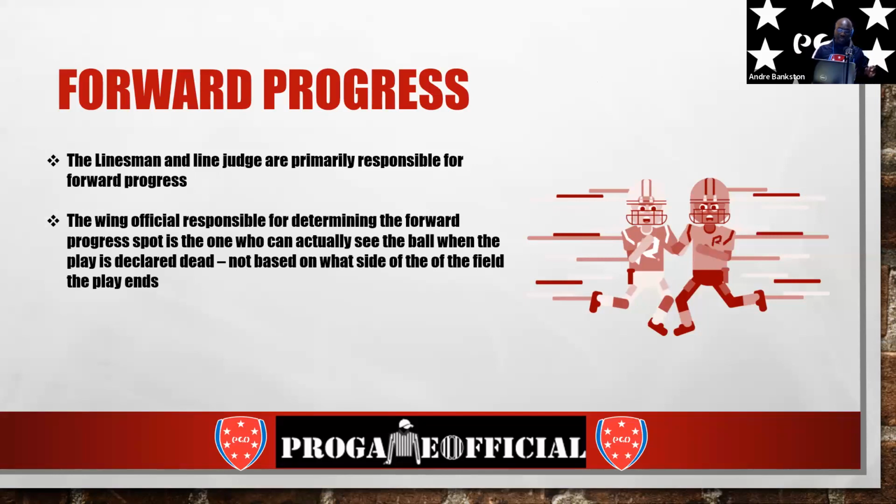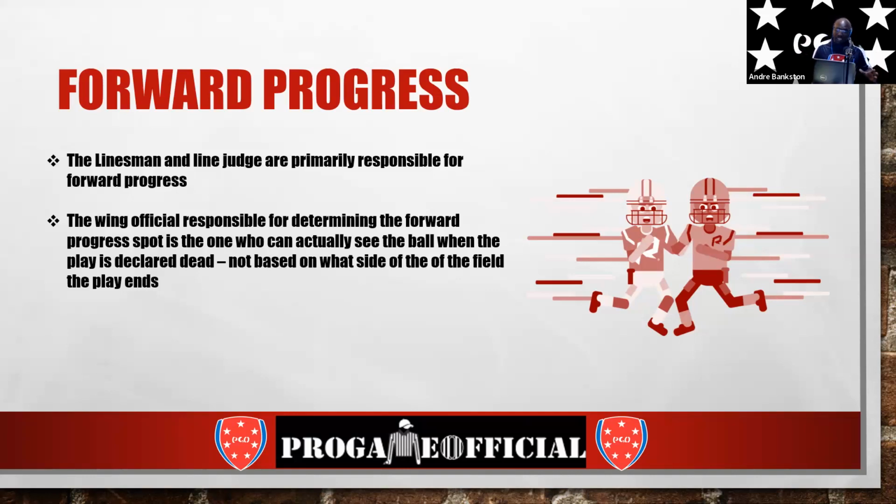Can't tell you how many times we have done games when there's a fumble, the back is toward the nearest wing official, and that wing official assumes that the runner's down, the ball is dead, and blows the whistle when the ball is actually loose on the other side. And now we have an inadvertent whistle.